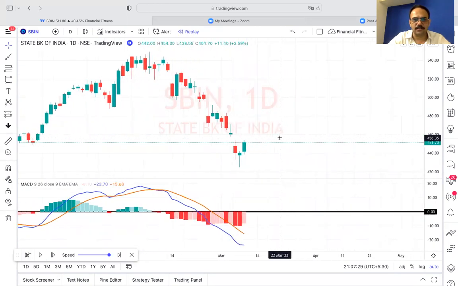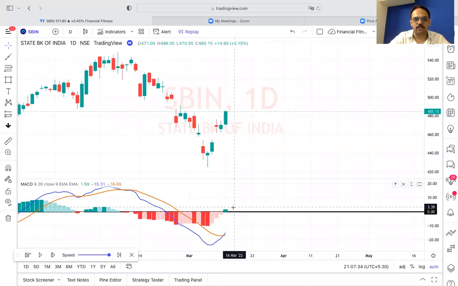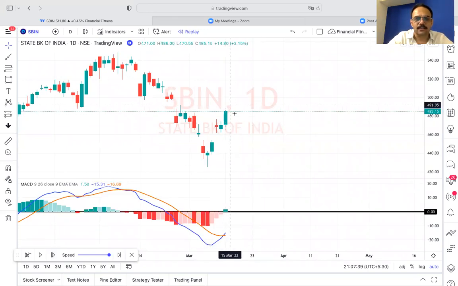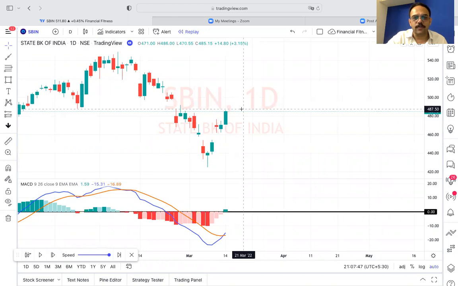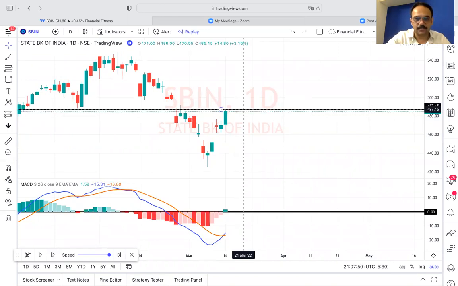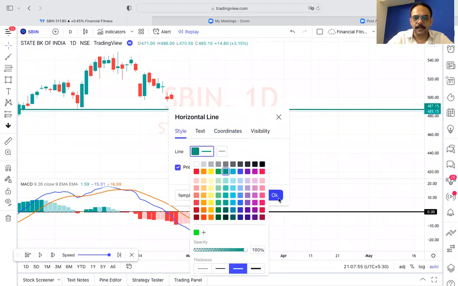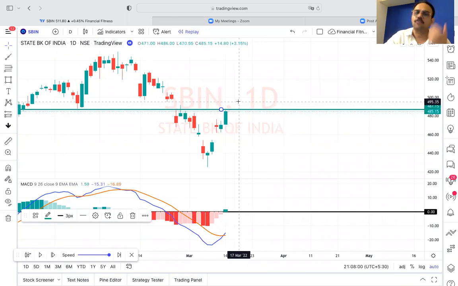Now I have cut the chart. Let's go ahead and see, this crossover has happened here. Blue line has crossed above the orange line. This is the candle which caused the crossover. What we do is we draw a line above this. Let's make it a green line, and we will enter the next day if the price crosses this line. As soon as the price crosses this line, we will enter the trade.